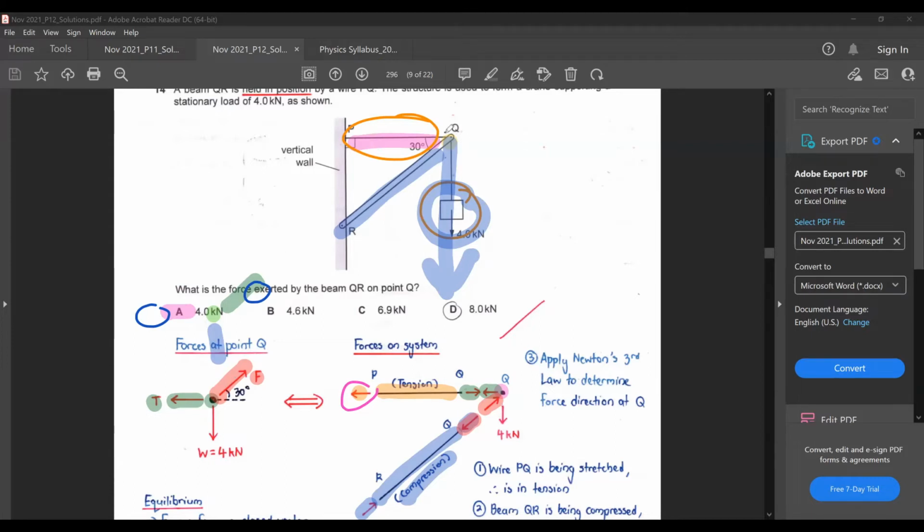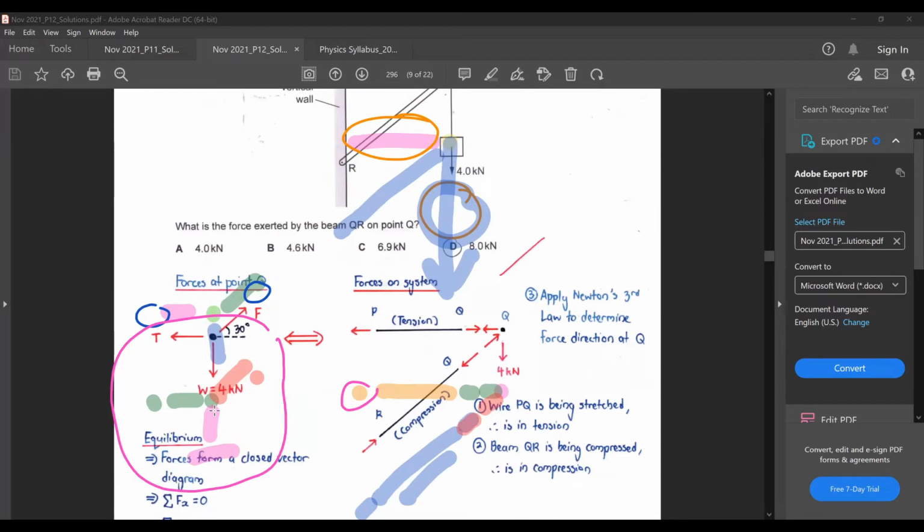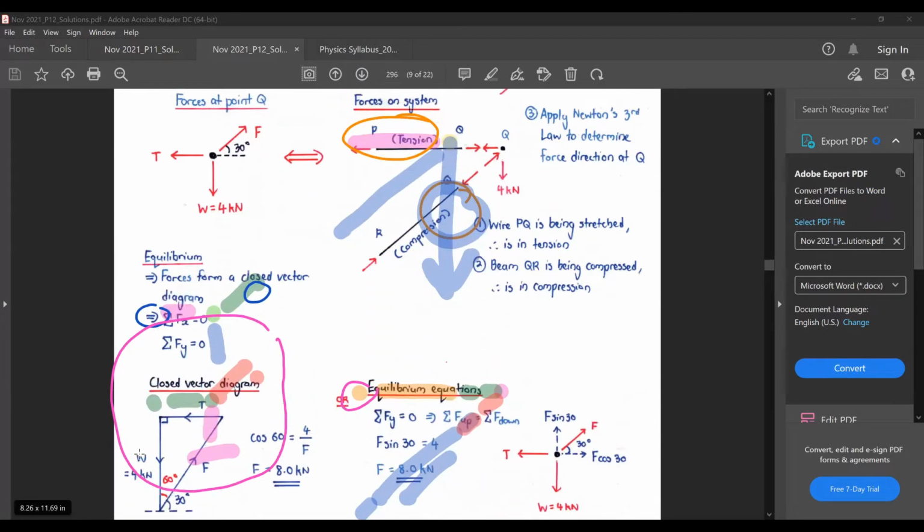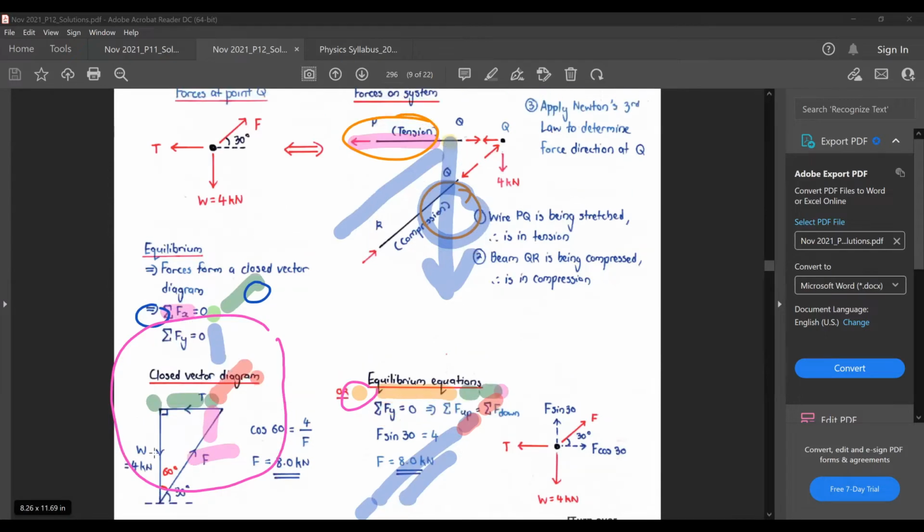Now, lastly, the weight acting on point Q. This one, obviously, it's just going to be this, no? Weight is just 4 kilonewton. All right. So this is the free body diagram of point Q, or the forces acting on point Q. This is the correct diagram representing the forces there. Okay. So from here, you can actually try to work at it in a number of ways, either through equation form or through diagram form.